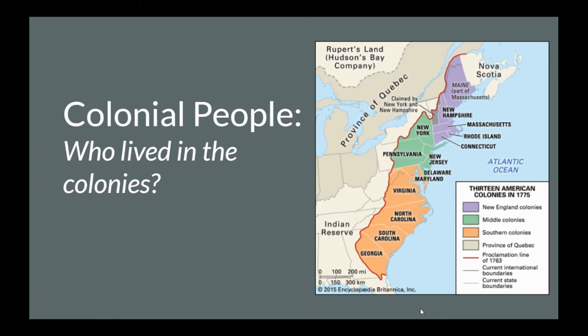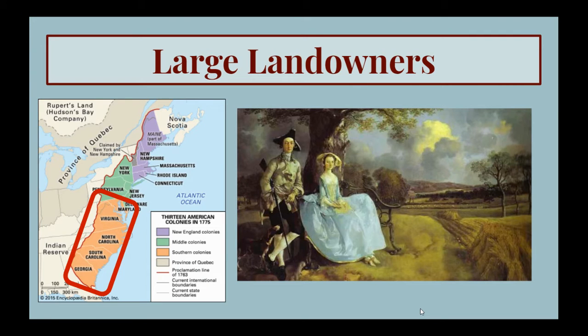There are some groups that lived throughout all 13 colonies, all 3 regions, but there are also some groups that maybe only lived in the southern region or only lived in New England based on what they needed in those regions. We're going to start by looking at the large landowners.